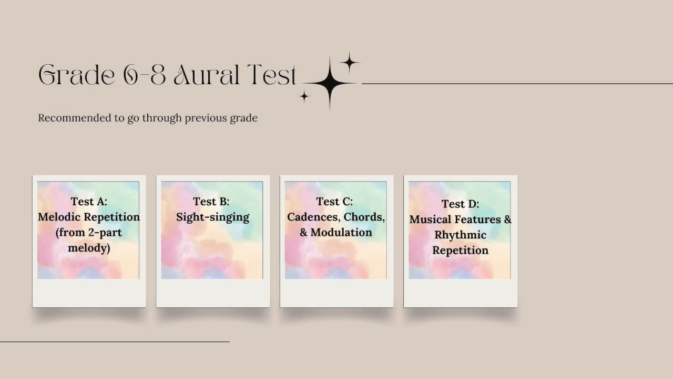The Grade 6 to 8 aural tests share similar components. It is recommended to go through the previous grade before doing the Grade 7 aural test. Test A would be melodic repetition from a two-part melody, Test B, sight singing, Test C, cadences, chords, and modulation, and Test D, musical features and rhythmic repetition.